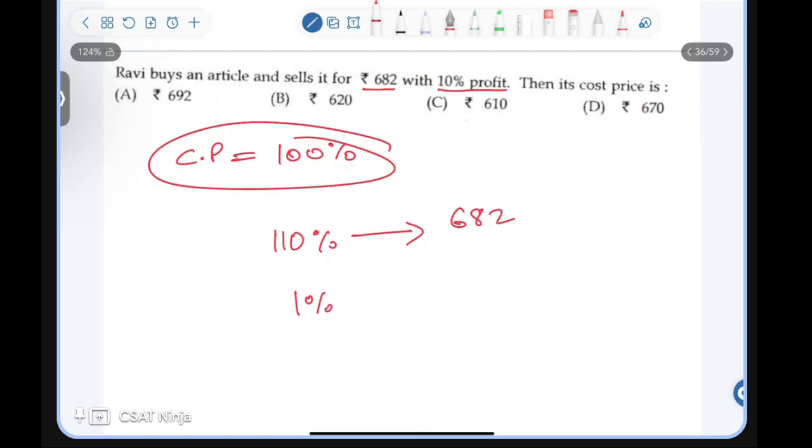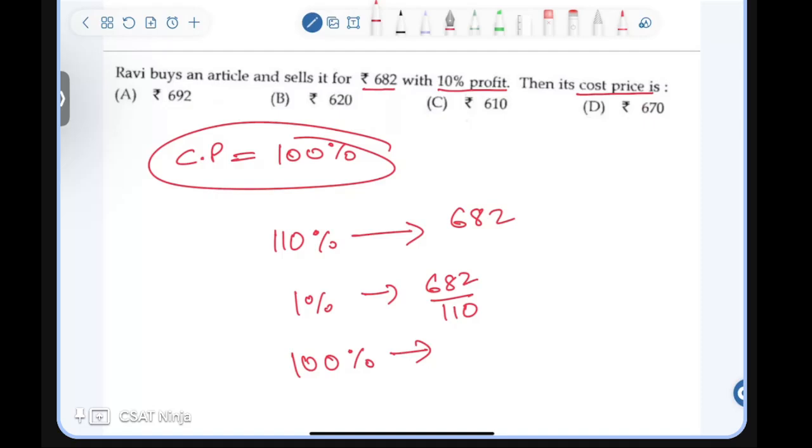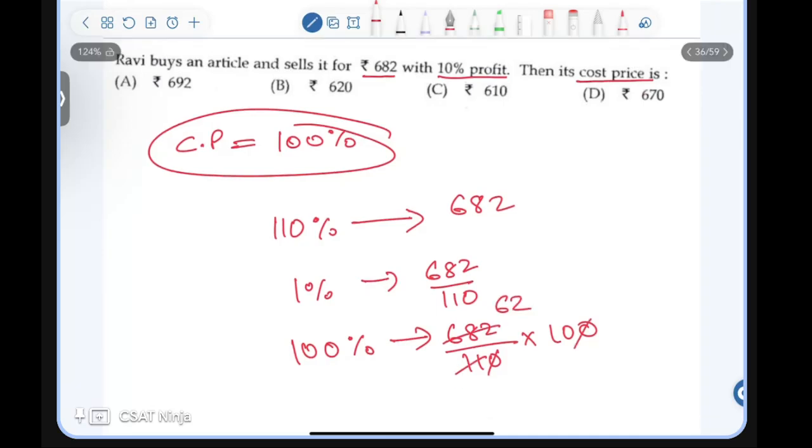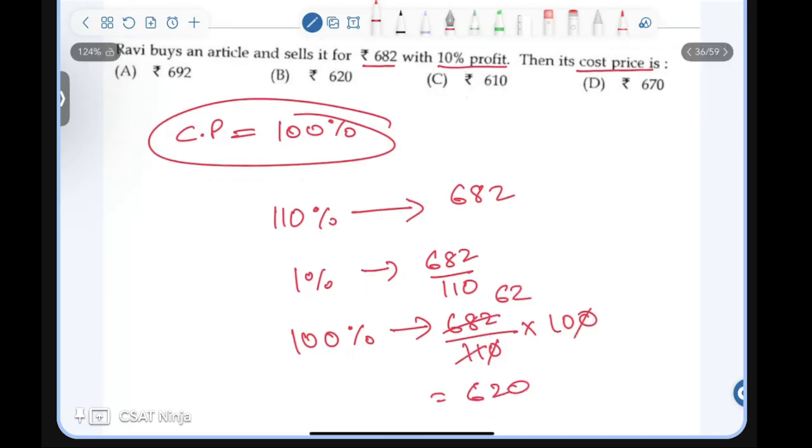So 1% is how much? 1% is 682 divided by 110. What do we need? We need to find the cost price. Cost price is how much? 100%. So which means 100% there. I'll just multiply by 100%. 682 divided by 110 into 100. So 0, 0 cancel. 11 6s are 66. 11 2s are 22. So which means 620 is the answer there. It's a cost price. Are we clear with this? So if you want to use formula also, you can use formula, but this is just a percentage approach question only.